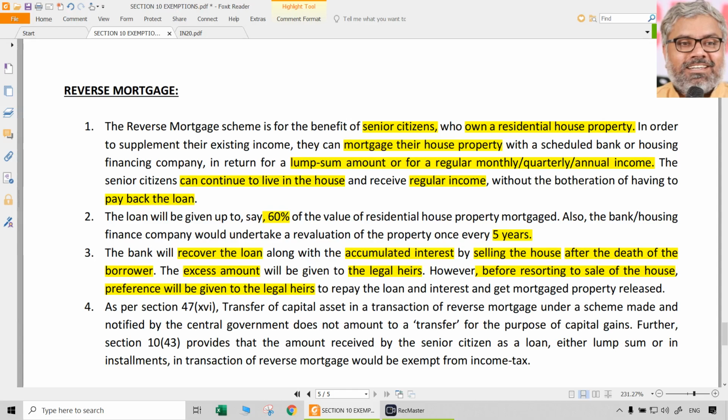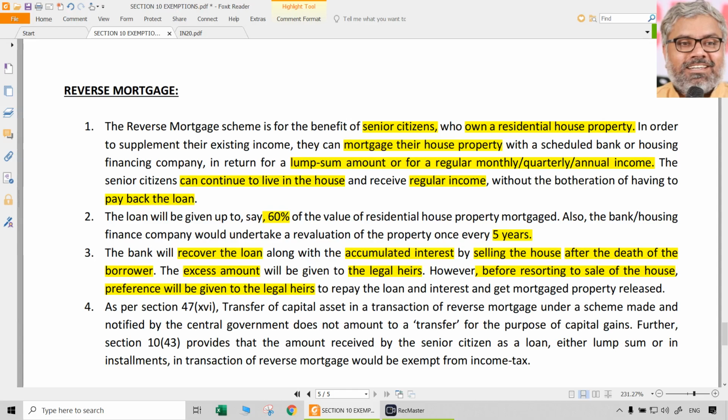If your kith and kin pay the money and release that house, then fine. They can get your house. Then maybe your soul also will be happy seeing them in your house. If not also, don't worry about it. The bank will sell that property, and any excess amount, if at all, over and above the money that you have taken and your interest, will be given to your legal heirs. This is the scheme that is given to senior citizens. That is the reverse mortgage story.